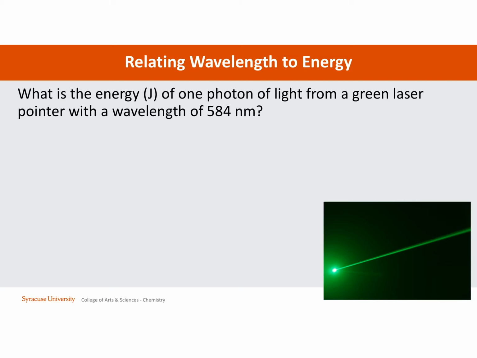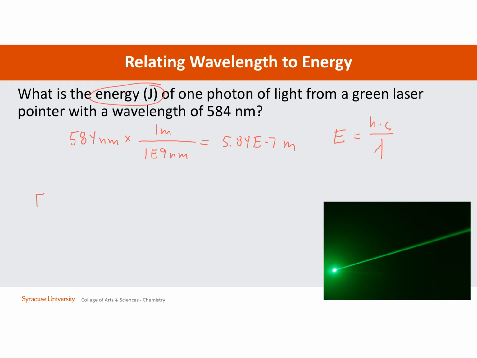Well, the first step for this calculation would be to convert 584 nanometers into meters. So I'm going to multiply by, for every 1 meter, I'm going to have 1 billion nanometers. So I'm going to have 5.84 e to the negative 7 meters. And now I can directly go from wavelength to energy if I use the equation energy equals Planck's constant times the speed of light divided by my wavelength.